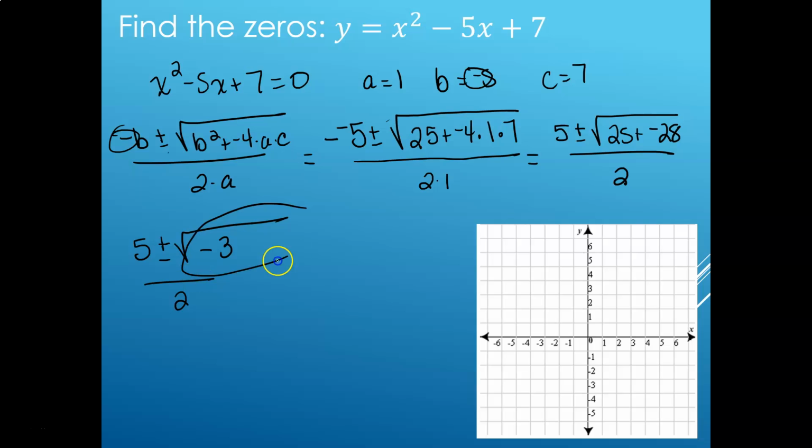So my discriminant, let's take a look at it. There is a negative inside the square root there. That means there is no solution. I cannot find the square root of a negative number. If I put that into my calculator, it will give me no solution there.